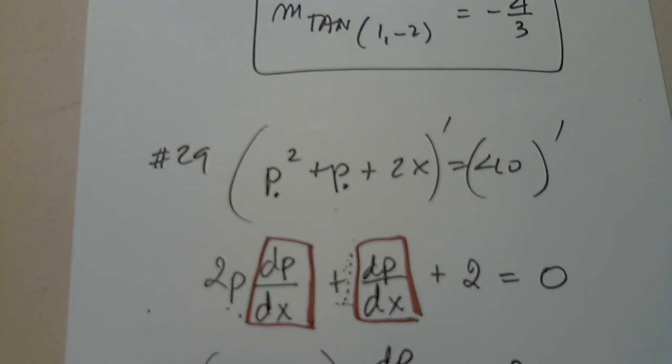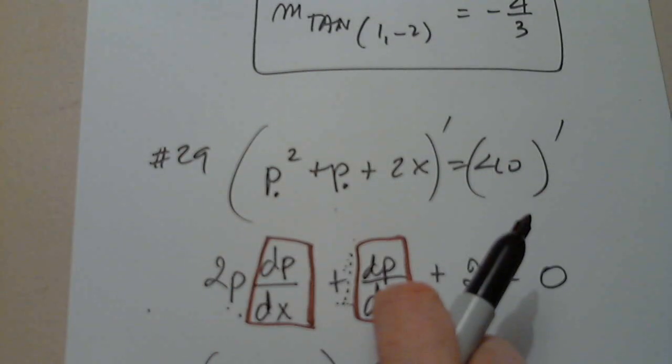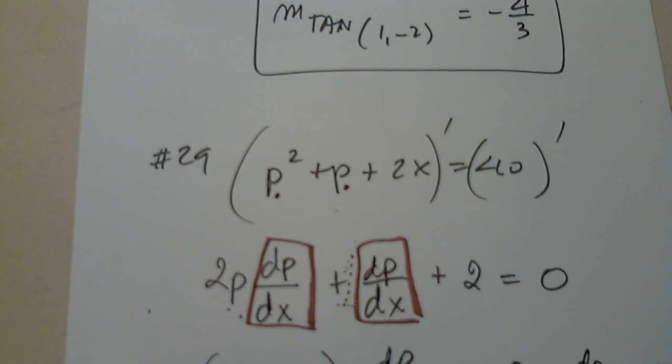2p times dp over dx is this. And 1 times this must be this. Good. So finally I have dp over dx as negative 2 at the top and 2p plus 1 in the denominator. And that's it.